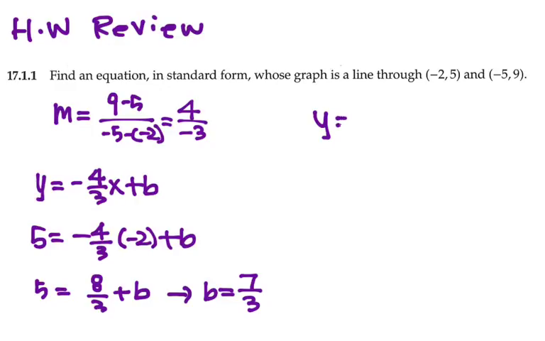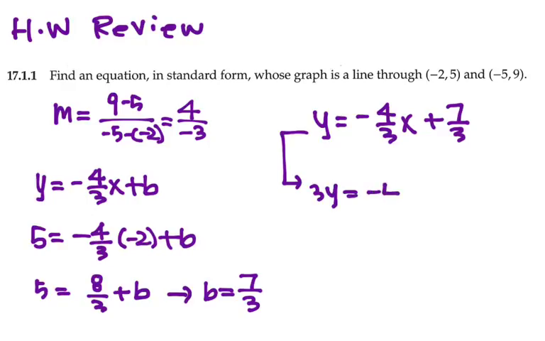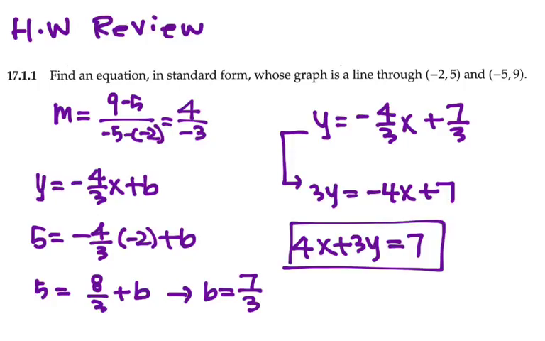Alright, then the equation y equals negative 4 over 3 x plus 7 over 3 becomes the equation of the line so far. But if you wanted to put this in standard form, we can multiply both sides by 3. Then we get 3y equals negative 4x plus 7. To have it in standard form, I'm going to put the variable terms on the left. Then we get 4x plus 3y is equal to 7. And that becomes my answer.